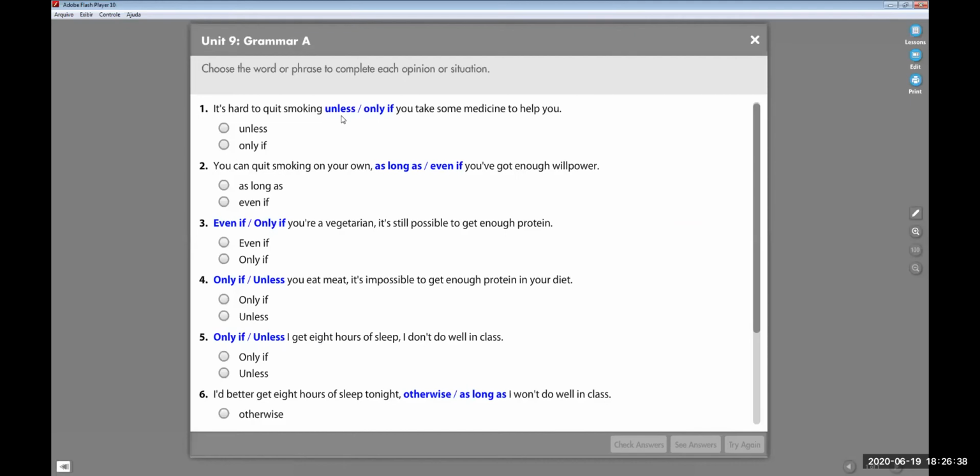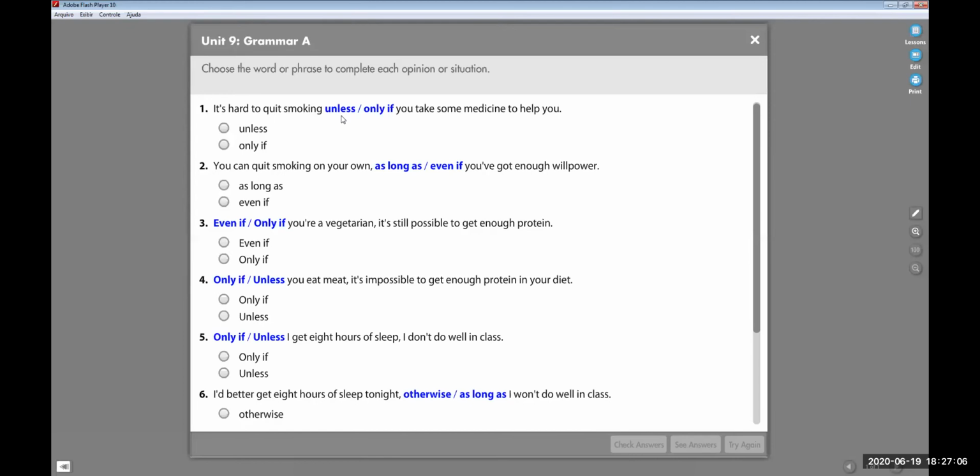I don't know. I agree. I agree. All right, that's okay. Talking about number 2, it's smoking again. So, Mr. Jobert, you can quit smoking on your own as long as you've got enough willpower. Do you agree with this sentence? Yes, I agree. It depends on the person. Yeah, it's different.